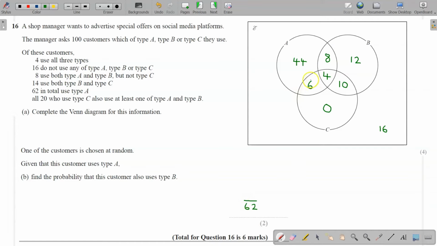And of those, the number who also use B is those there, 8 and 4, which is 12. So the probability is 12 out of 62. You don't need to simplify it because it hasn't asked you to. So that's the answer. And that's the question done.